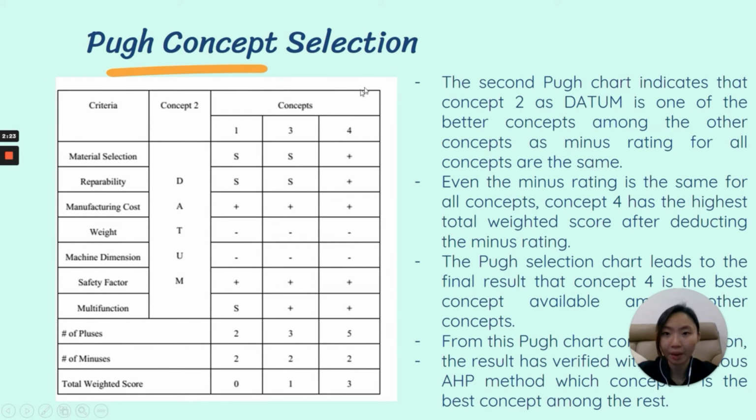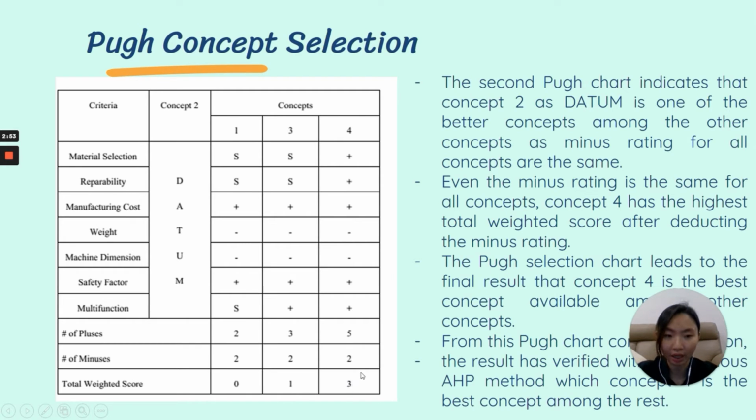This is the second part chart concept selection. The second part chart indicates that concept 2 as datum is one of the better concepts among the other concepts. Even the minus rating is the same for all concepts. Concept 4 has the highest total weighted score after deducting the minus rating.